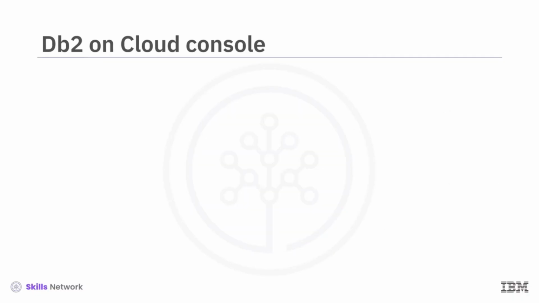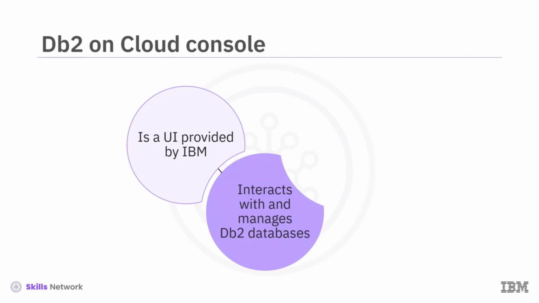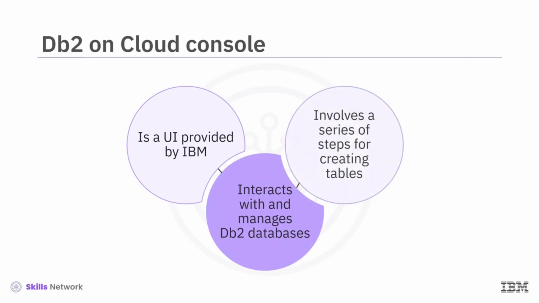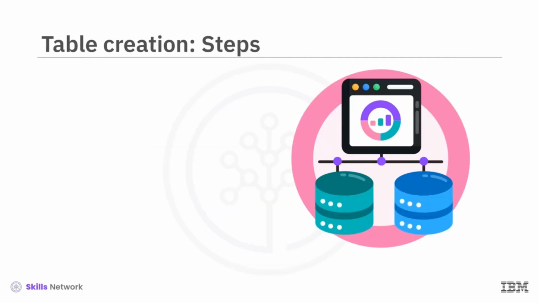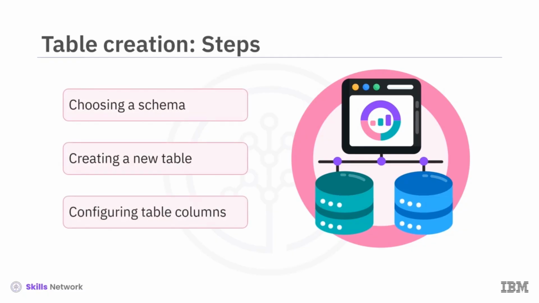The DB2 on Cloud Console is the user interface provided by IBM to interact with and manage DB2 databases in the cloud. Creating a table using the DB2 on Cloud Console involves a step-by-step process. Here's a breakdown of the key steps: choosing a schema, creating a new table, and configuring table columns and data types. Let us explore the steps in detail.